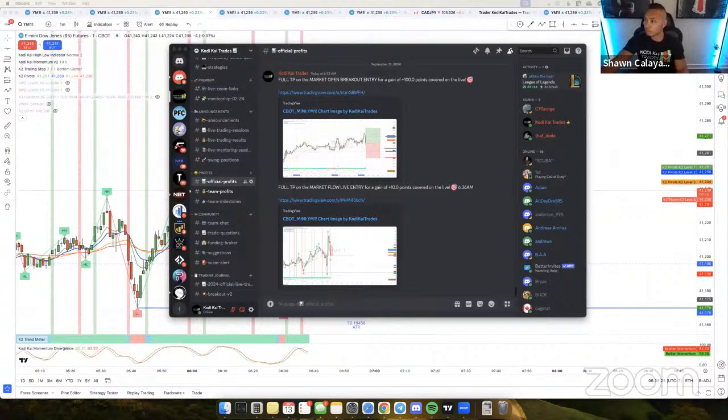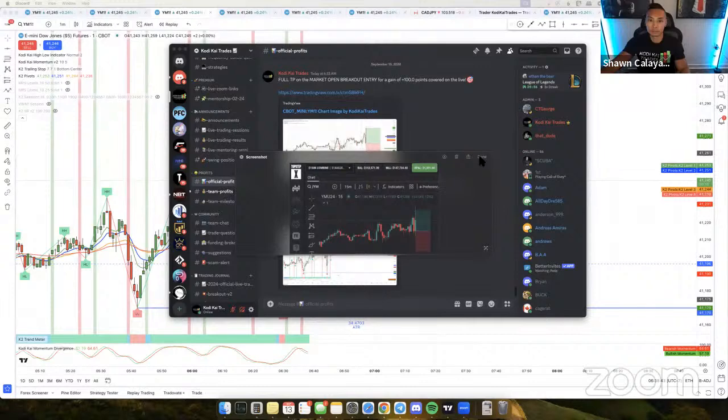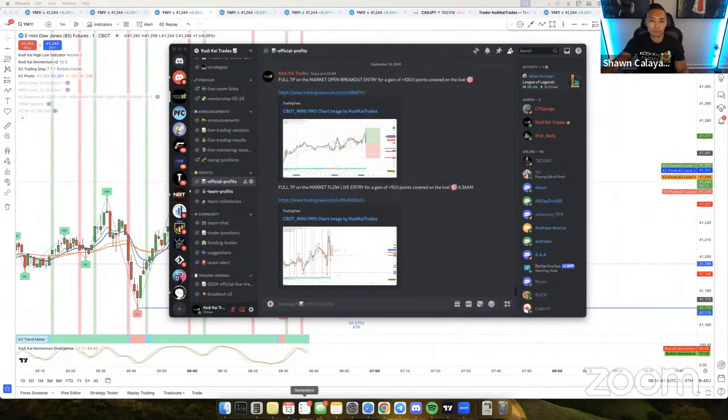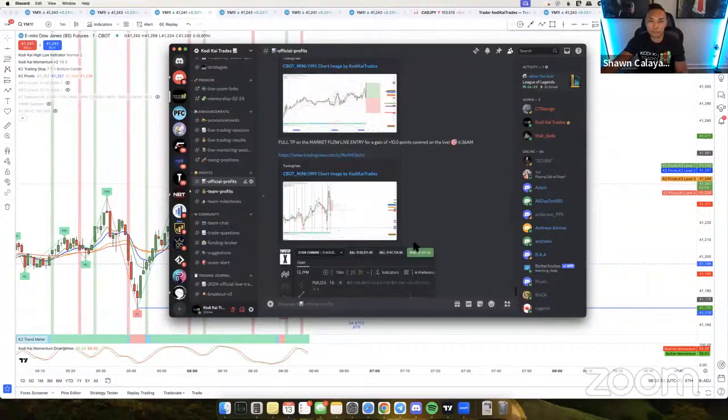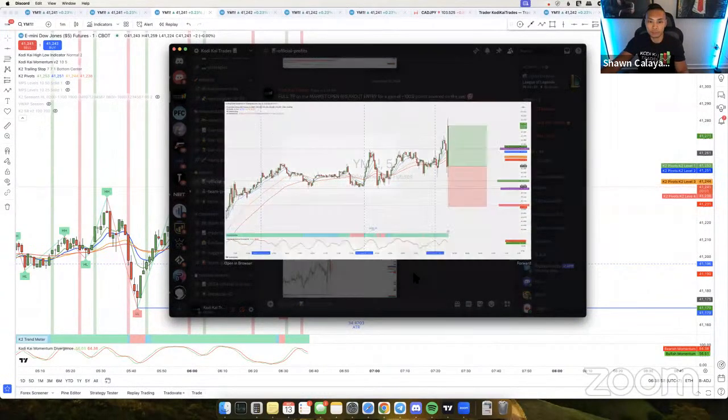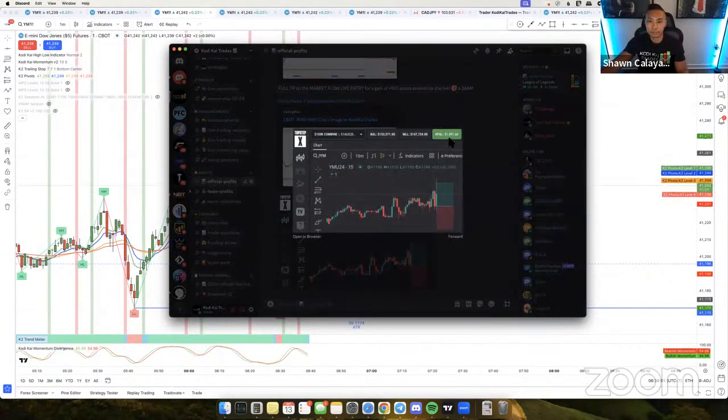So here real quick. I'm going to start taking that breakout on all my accounts. This makes sense. All right, so here goes the profits from the breakout. So this breakout right here we took for 100 points, full TP on that. There I locked in 1,491. So pretty solid.